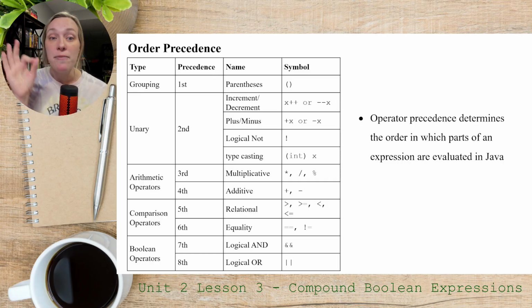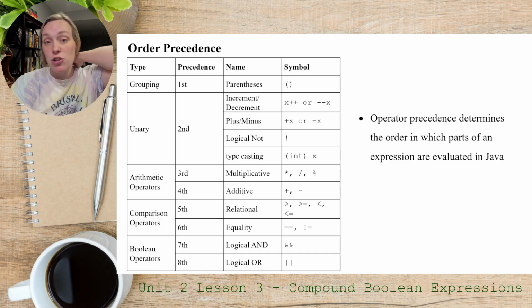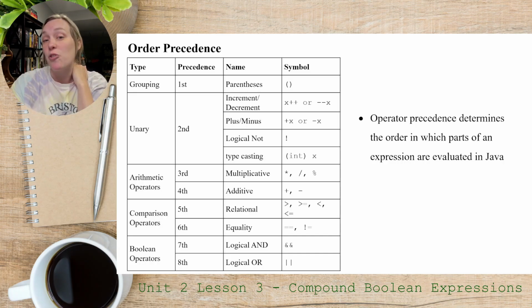Okay. After these, we have the arithmetic operators. So multiplicative ones, the multiply, divide, and mod, come before the additive ones, the plus and the minus. Okay. Comparison operators happen next. First relational and then equality. And then the last thing is the Boolean operators. The and has precedence over the or. Okay, so notice the relational and the equality, and then the and the or.